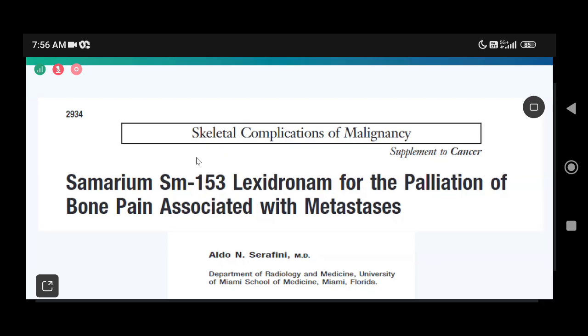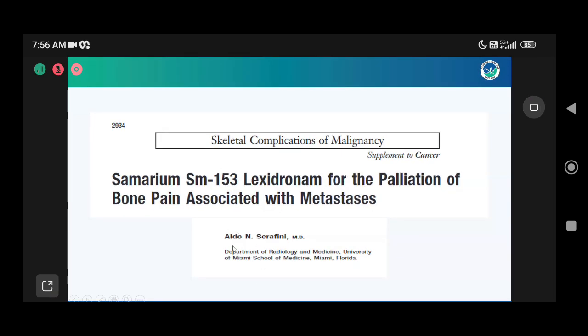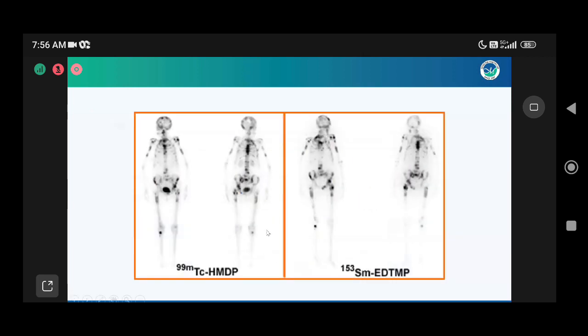As I told you, other radionuclides commonly used in India are samarium-153 and lutetium-177, and several studies have been published. Samarium-153 lexidronam for palliation of bone pain associated with metastasis. So this is a theranostic approach which I was telling. On the left side, the technetium-99m HMDP scan shows where all the cancer cells are, and the bone scan shows this. The same target we use with samarium-153 or lutetium-177 EDTMP. So HMDP or EDTMP are bone-matrix-seeking agents.